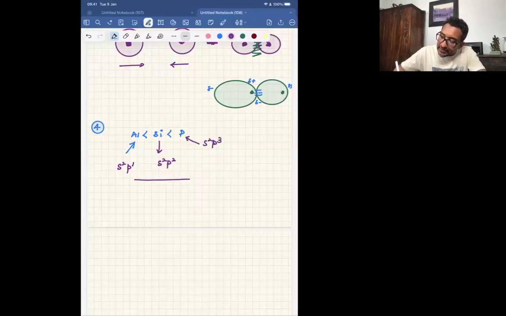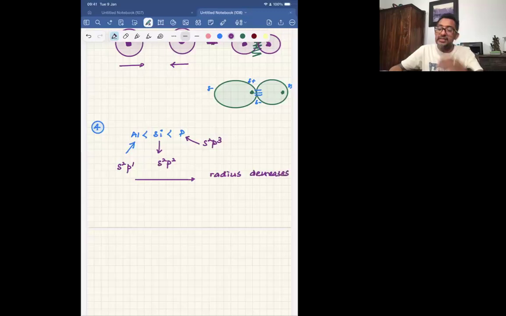You can see in that direction, what will happen? What happened to the radius? Aluminium, silicon, phosphorus are consecutive elements in the periodic table. What happened to the radius across the period? It decreases. So radius decreases.